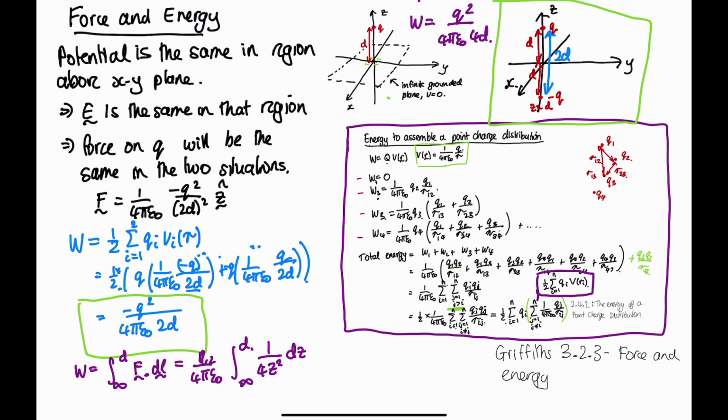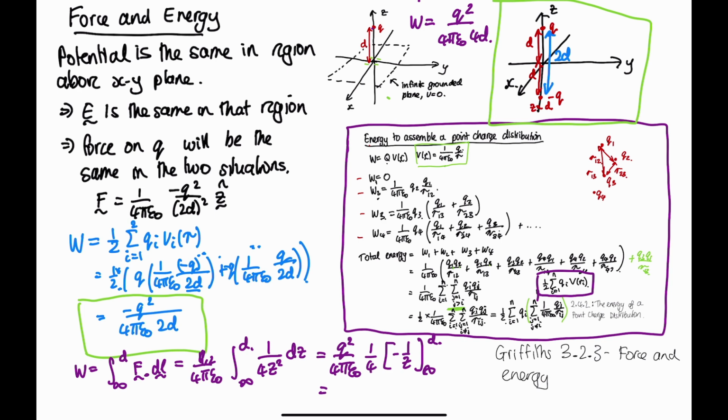And so we can evaluate this integral. We've got that this is equal to q squared over 4 pi epsilon naught. And then let's pull the quarter out the front, and then we're integrating z to the minus 2, which is minus 1 on z, and we're going from infinity to d.